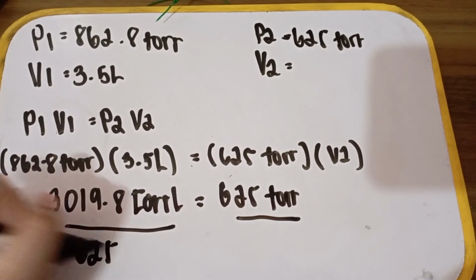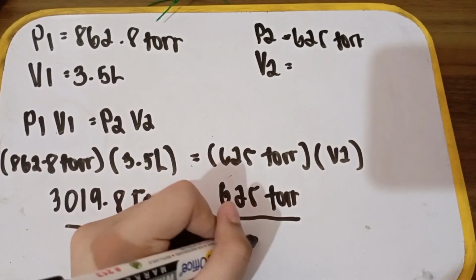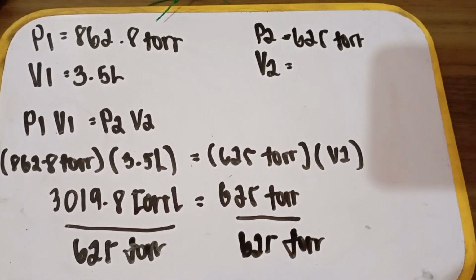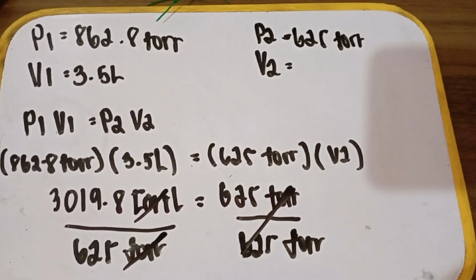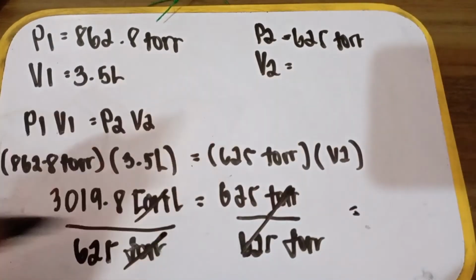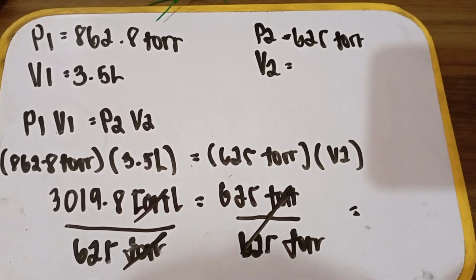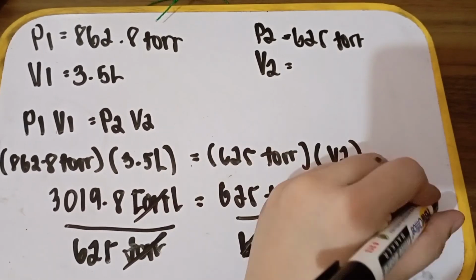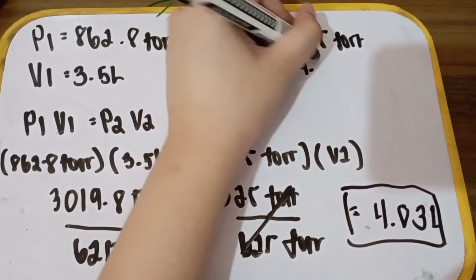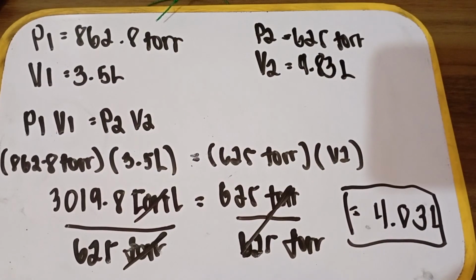Now we need to divide both sides by 625. So cancel the 625 and also the unit of torr. Now divide 3019.8 by 625, and that is 4.83 liters. So that is our V2.